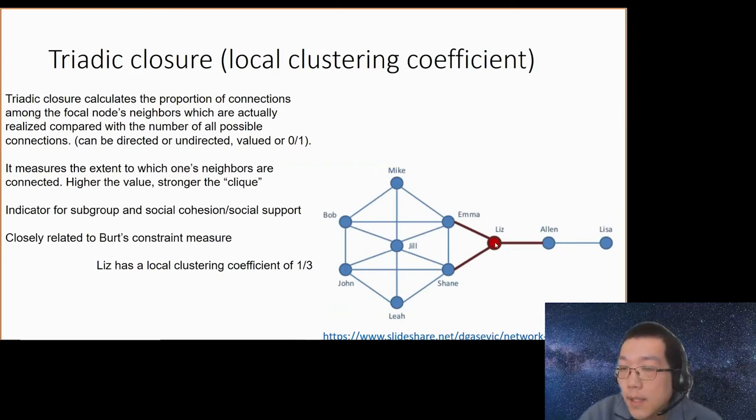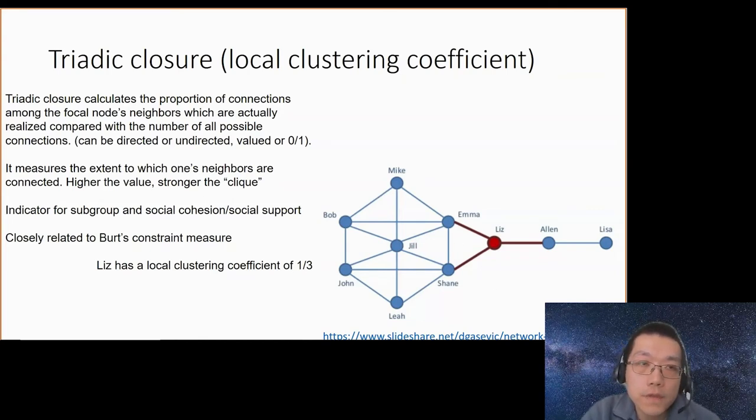Let's say you take Liz, for example. Liz has three friends, Emma, Shane, and Alan. So there are three possible ties between Emma, Shane, and Alan, but only one of them exists. So one over three gives Liz a local clustering coefficient of 1/3, because only one out of three possible ties exists.